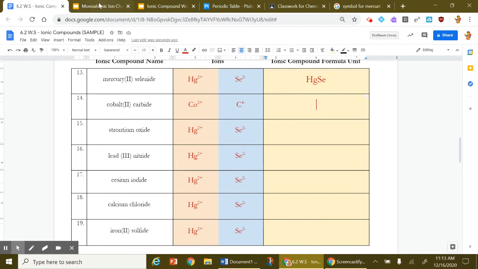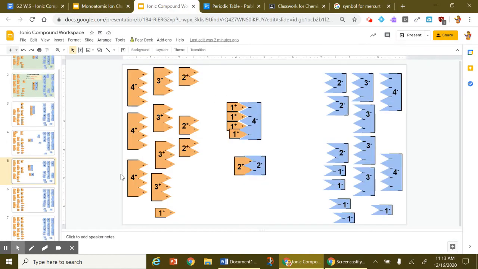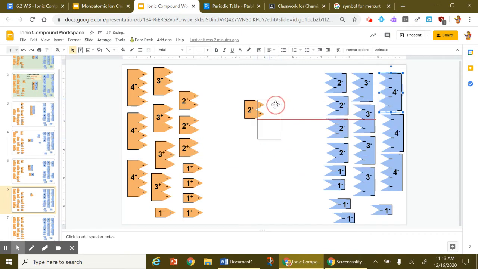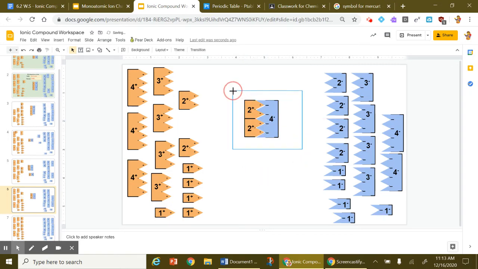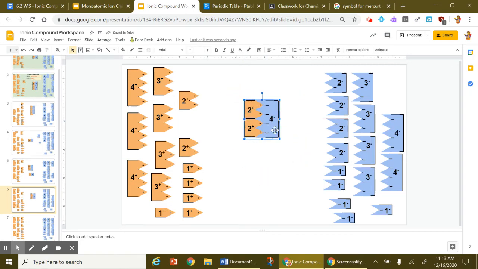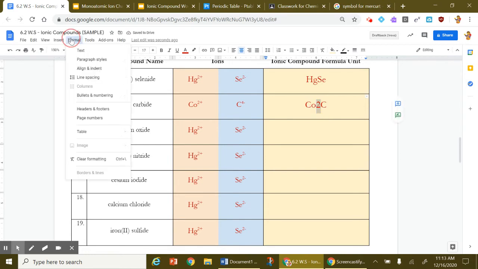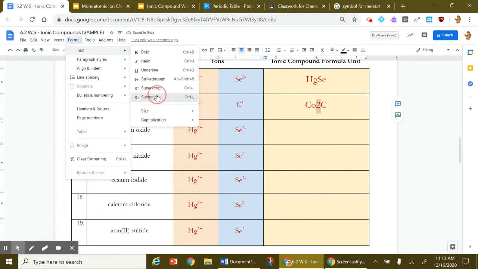Well, I'm going to do the drag and drop again. Cobalt is 2 plus. Carbide is 4 minus. Okay, here we go. Line them up. All right, that doesn't work. I need to get another. Okay, there we go. So 2 cobalts and 1 carbide. So the formula is Co2C.